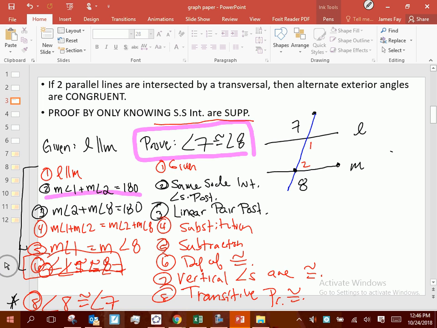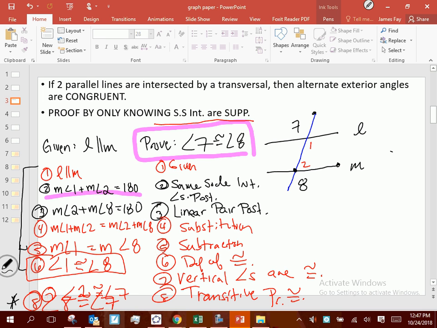Now, 1 congruent to 8, that statement right there is dependent on steps 1, 2, 3, 4, and 5 coming before it, in the order that they came before it, okay? So statement 6 is a dependent statement. So that's a good question.